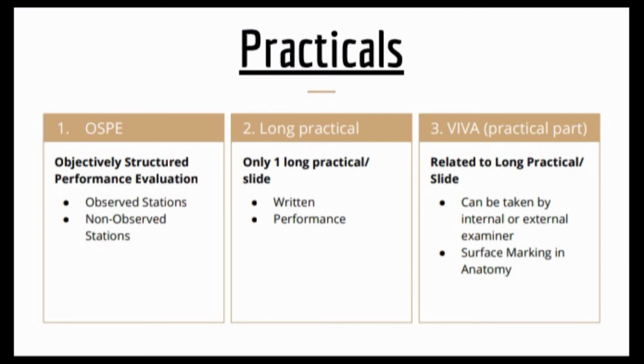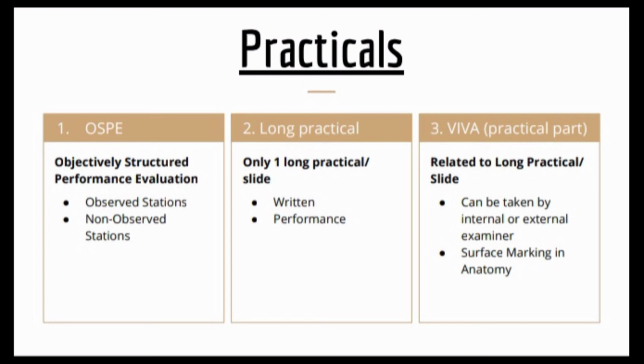Now for practicals of anatomy, you have two OSPEs. One is for the histology and it completely comprises of the slides, while there is one for gross anatomy and embryology combined. There is a long viva for histology, and you don't have a viva for gross anatomy and embryology as it is covered in the theory part of the viva.